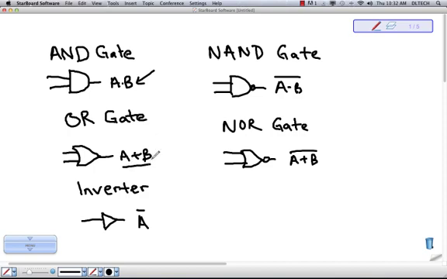Our inverter has not A. Our NAND gate is the same as an AND gate. It's similar to this one, but it has an inverted output. So our Boolean equation would be read as A and B not. Looking at our NOR gate, it is very similar to our OR gate, and we'll be seeing A or B not.